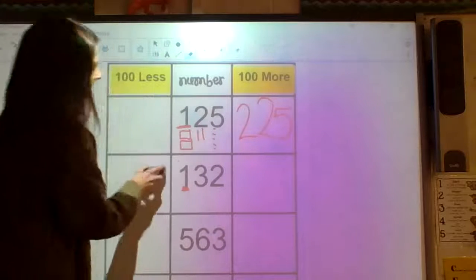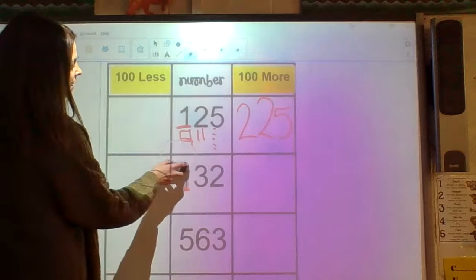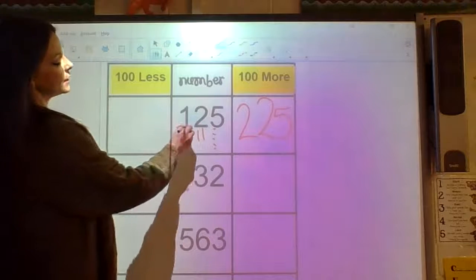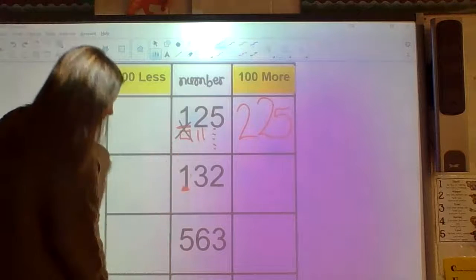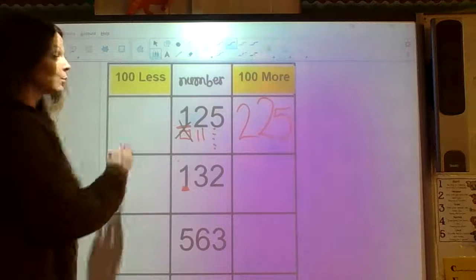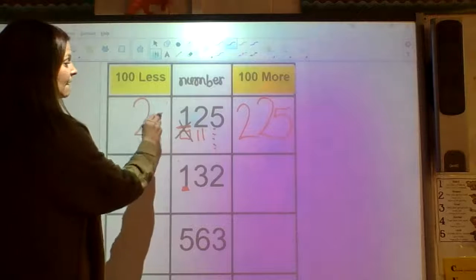Now, let's get rid of this one we just put on, and I'm back at 125. If I take away that hundreds block, what are we down to? Yeah, we're just left with our 25.